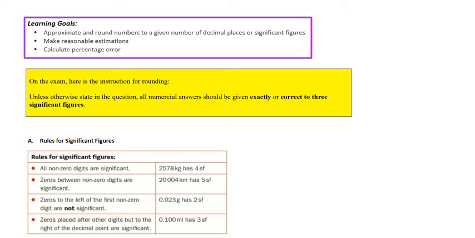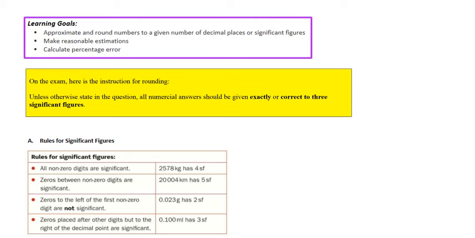Okay, welcome to Unit 1, Lesson 3. So this lesson's about estimation and percentage error. Our learning goals here are to be able to approximate and round numbers to a certain number of decimal places or significant figures, to make reasonable estimations, and to calculate the percentage error.